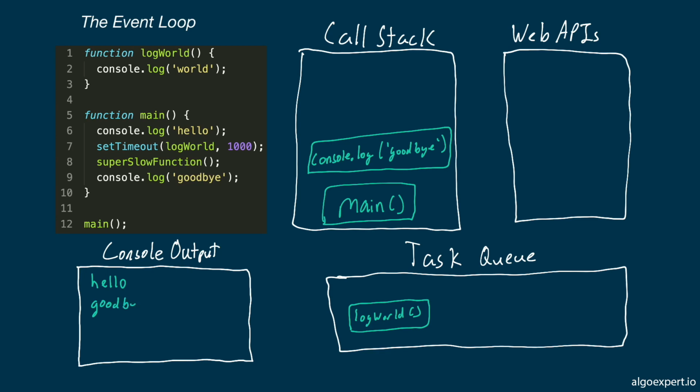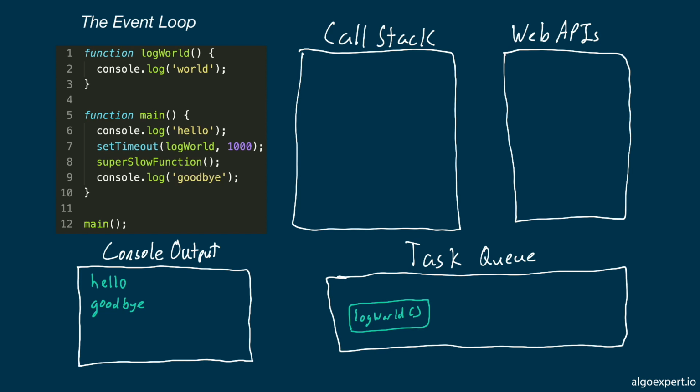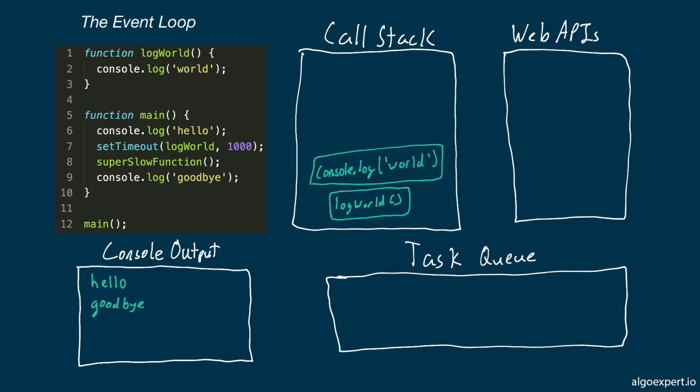Then this would get removed from the call stack, and we have reached the end of the main function, so now we can remove main from the call stack as well, leaving it completely empty. And now finally log world can be pushed onto the call stack from the task queue. This will then call the console log of world, which of course gets pushed onto the call stack, and then after it is pushed onto the call stack, we log out the string of world.